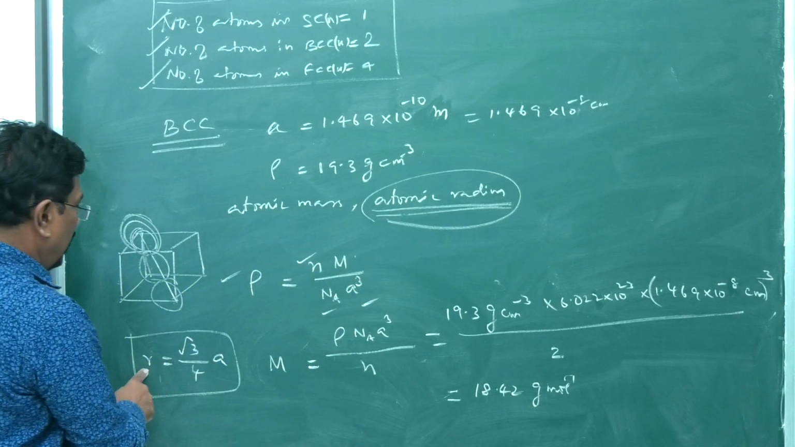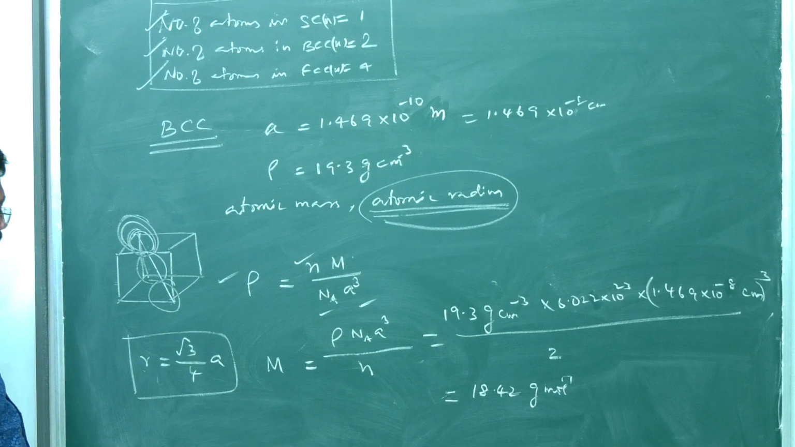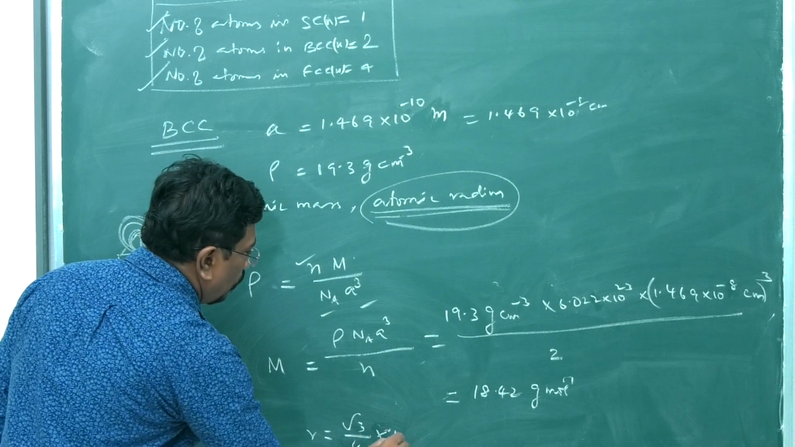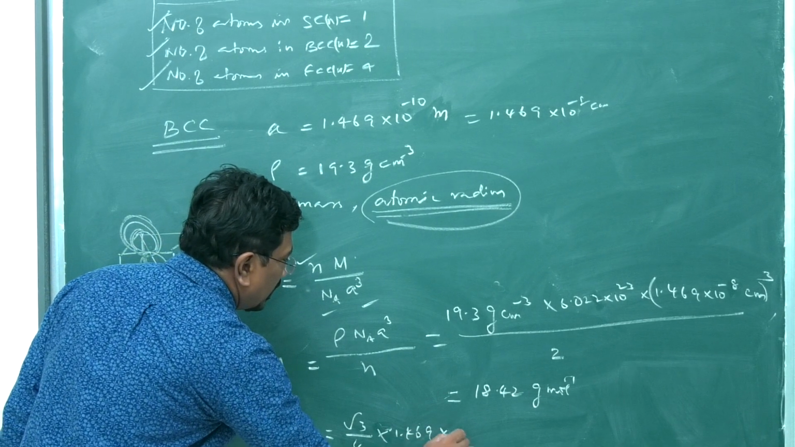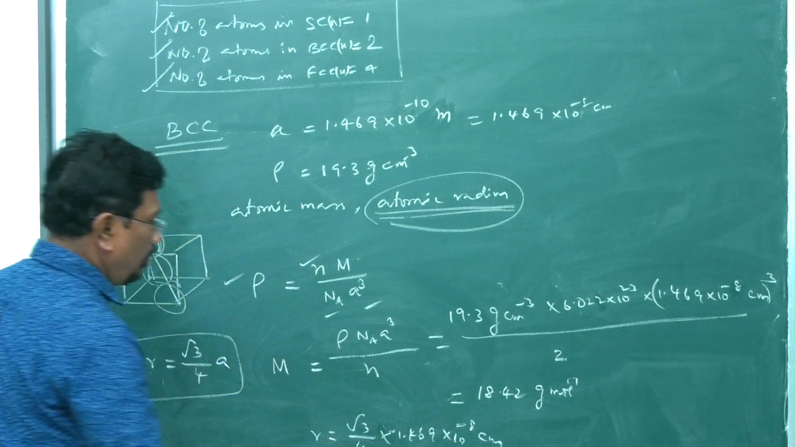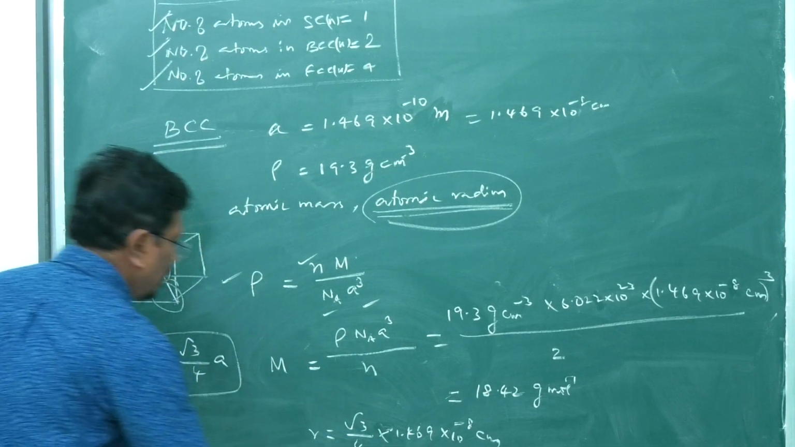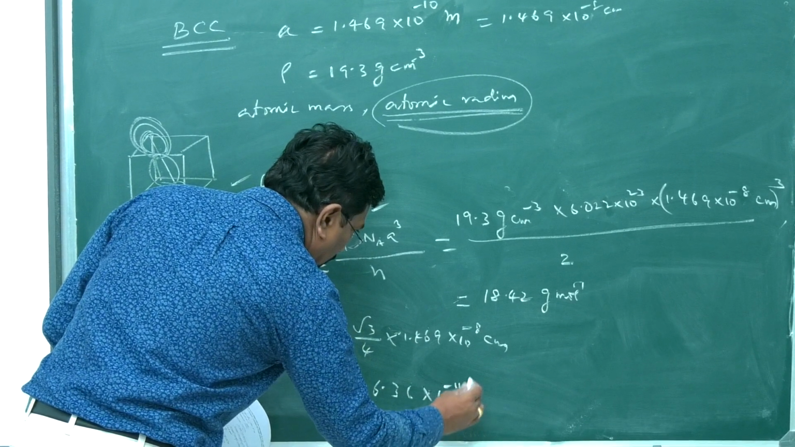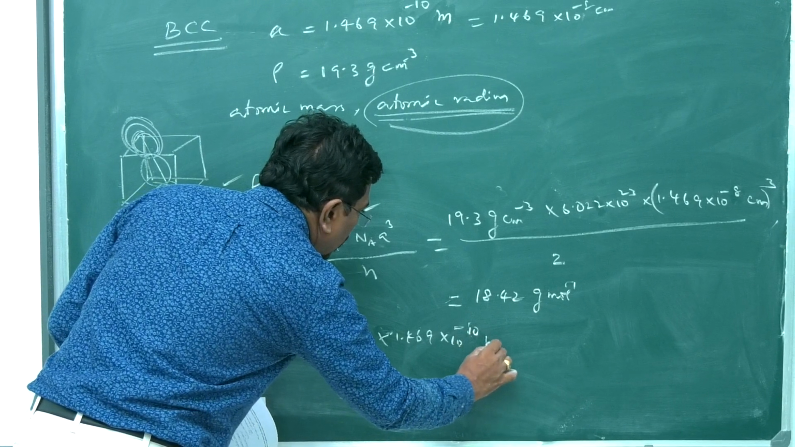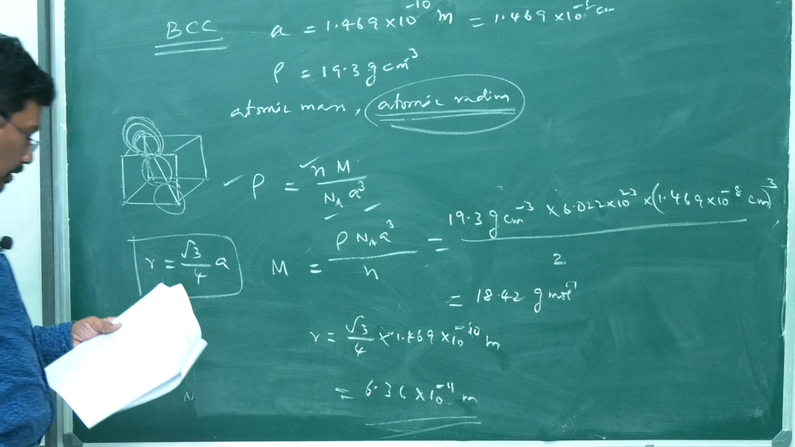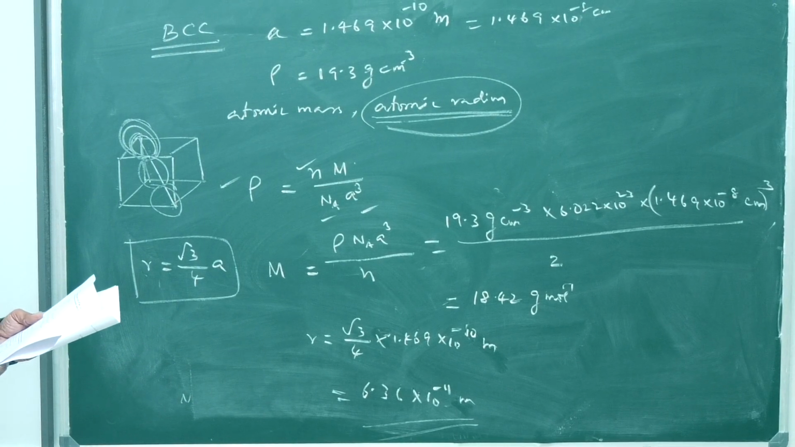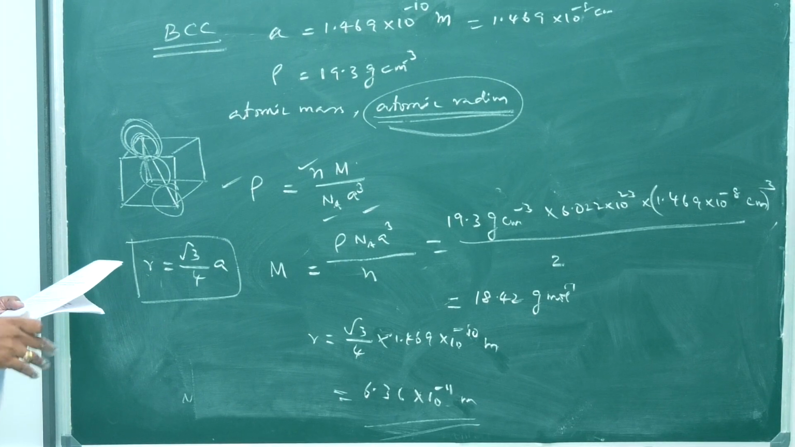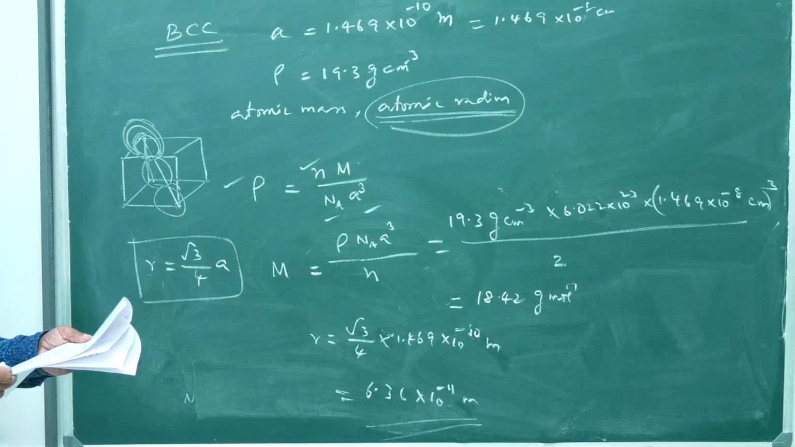Radius is asked, r is asked, a is given. You can calculate. So r is equal to root 3 by 4 a. a is 1.469 into 10 power minus 8 centimeter. Do the calculation. You will be getting the answer. The answer comes to 6.36 into 10 power minus 11 meter. If it is 10 power minus 10 meter, it will be in meters. So if it is substituted in meter, you will be getting the answer in meter. So that is about calculation in terms of BCC.